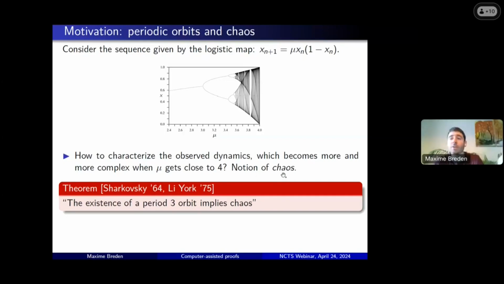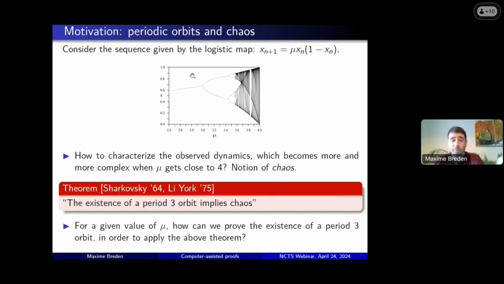But it gets a bit complicated when you want to actually apply this theorem. Suppose that I take mu equal 3.9, because when I look at the simulation, the dynamics is complicated. I would like to be able to say that it's chaotic in this sense. If I want to apply the theorem, I need to find and prove the existence of a period 3 orbit. Okay, and this is maybe not so easy. Actually, not completely true, because this system is simple enough that you could prove this by hand. But this is a typical example of why you would like to use computer-assisted proof.